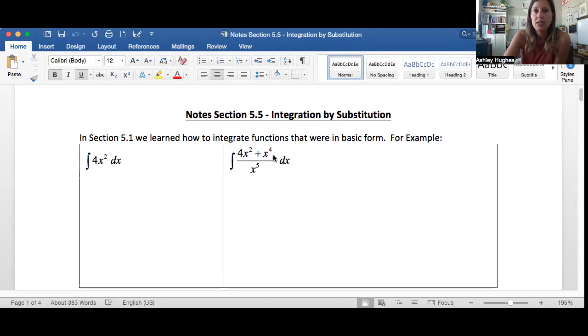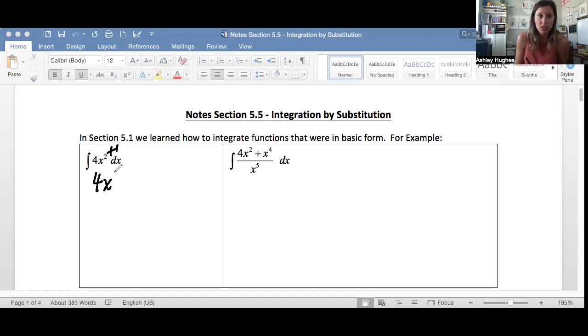So in section 5.1, we learned how to integrate these basic functions that you could essentially break apart so that you would have something like single terms raised to powers. So like here we have 4x squared. So we have a single term here raised to a power. To do something like this, if you recall, we add 1 to the exponent, so it becomes 4x cubed, and then we divide by that new exponent. And then we say plus c.